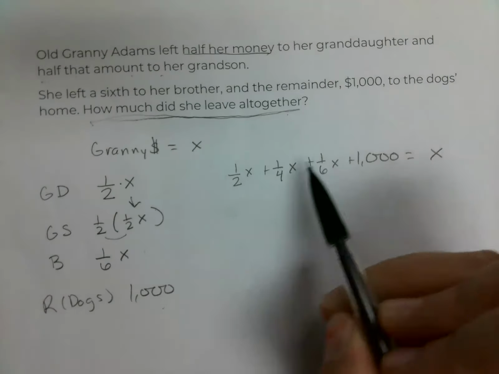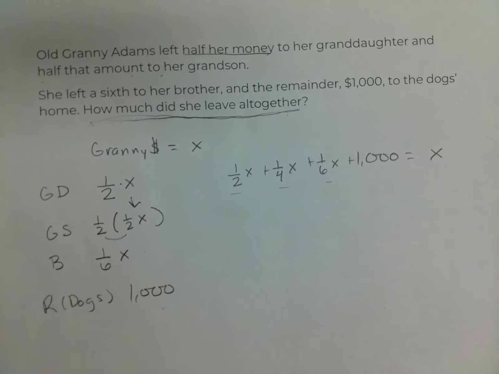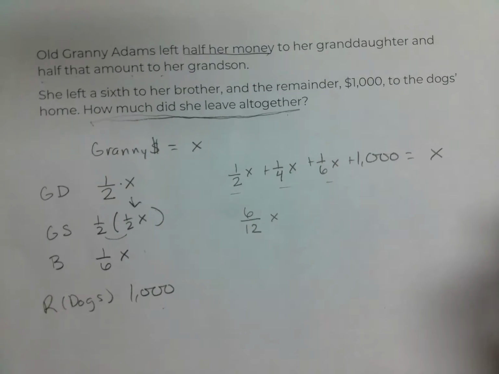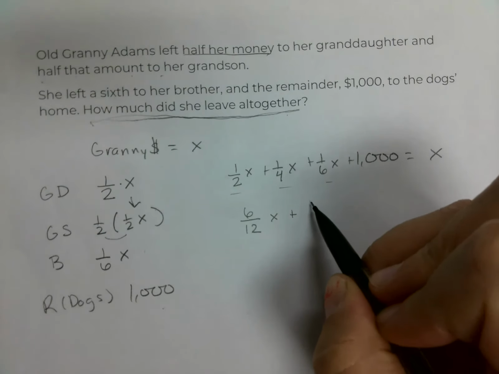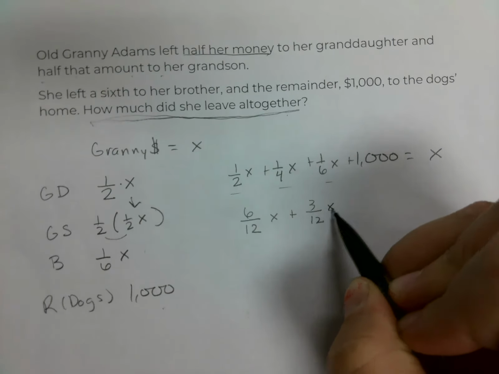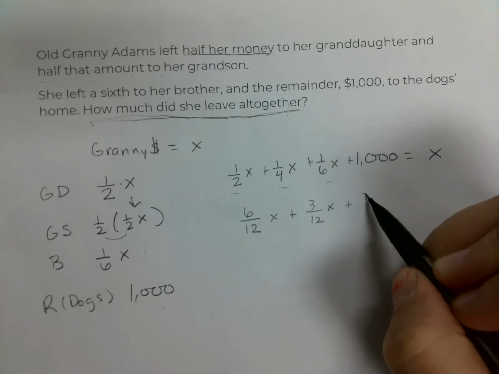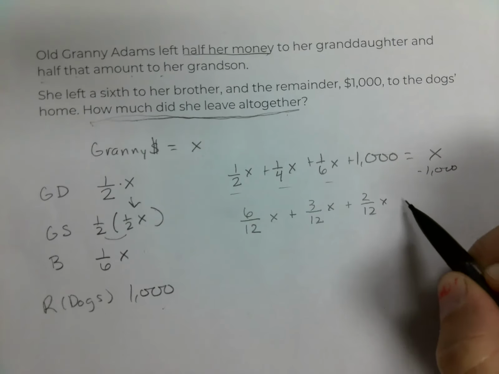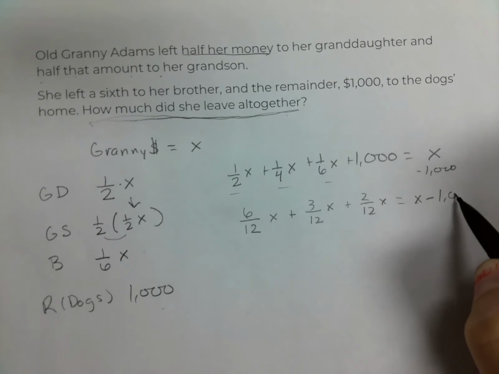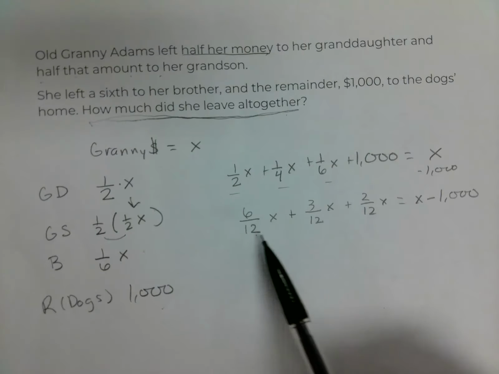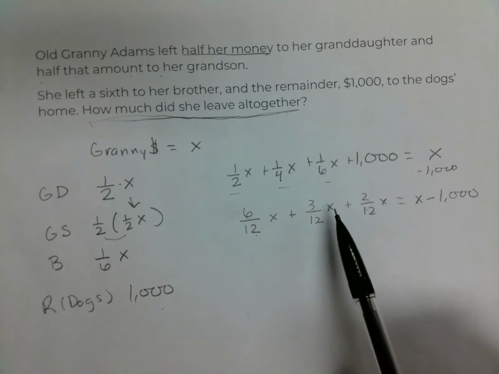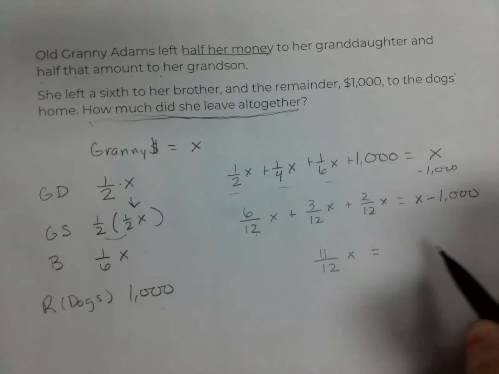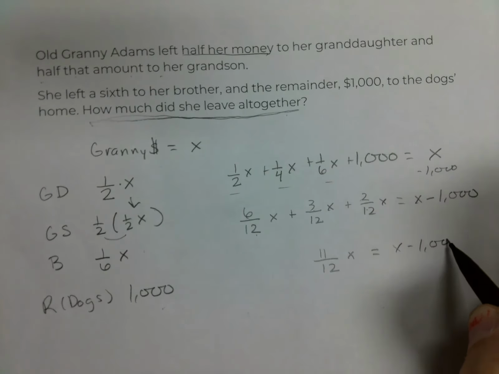One thing I'm going to do is combine all of these like terms. The like terms here would be 12ths. So 6/12 plus, and I can change this to 3/12. And then times 2 would give me 2/12. I'm also going to subtract over my $1,000, so it's going to be X minus 1,000. If I add these all together, 6 plus 3 would give me 9, plus 2 would give me 11/12 x. So x minus 1,000.